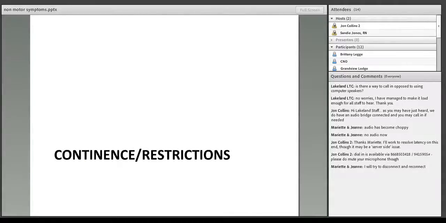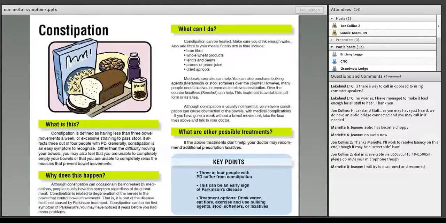Okay, so basically we're going to talk about continence now, and the issues around constipation, which I believe is the first one. So I'm going to say this very loud and very clear. Constipation is not just bothersome for people with Parkinson's. It is a very severe problem, a very serious problem. People with Parkinson's must be monitored on a regular basis for their bowel movements.